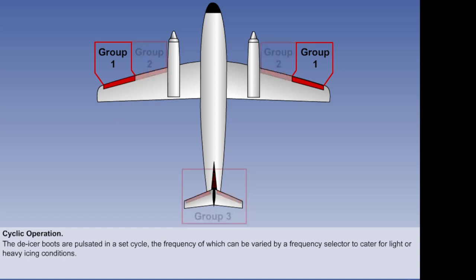When the system is switched on, the boots will inflate and deflate in sequence. First Group 1, then Group 2, and finally Group 3. At the end of the cycle, there will be a time delay, which can be varied by the pilot, depending on the severity of the icing, before the cycle starts again.